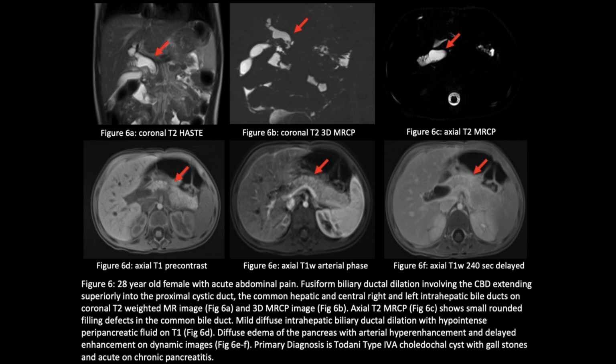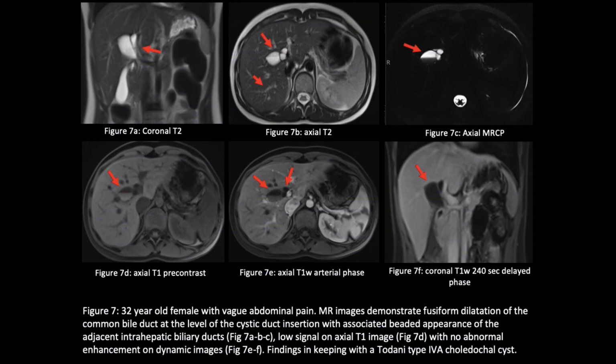Another case, this is a 28-year-old female with acute abdominal pain. There's fusiform biliary duct dilatation involving the common bile duct, and it's extending to involve the central right and left intrahepatic bile ducts, as you can see. So this is consistent with type 4A choledochal cyst. There are some filling defects. These are gallstones. On the dynamic images, there is diffuse enlargement and enhancement of the pancreas, in keeping with acute on chronic pancreatitis.